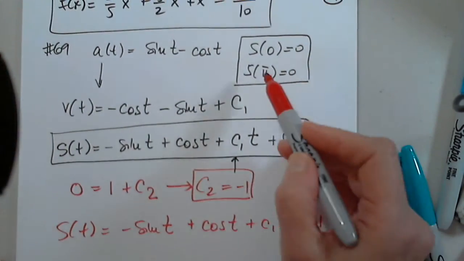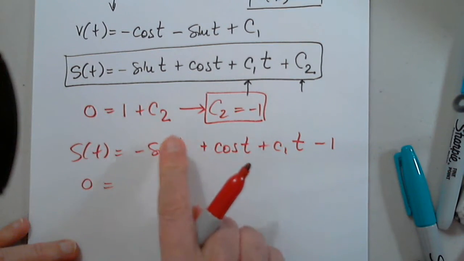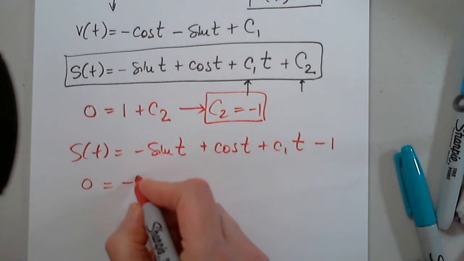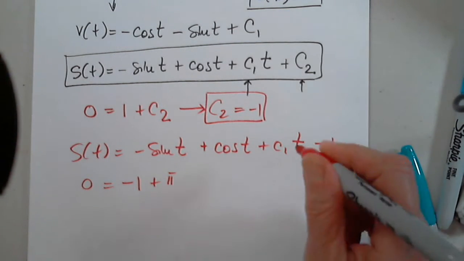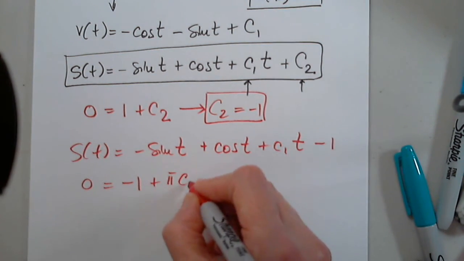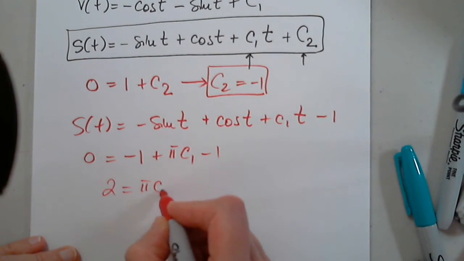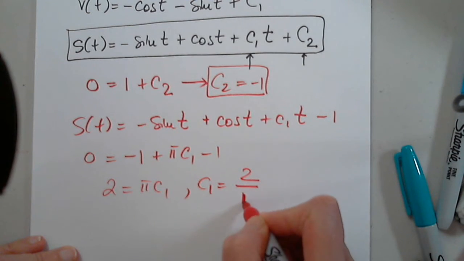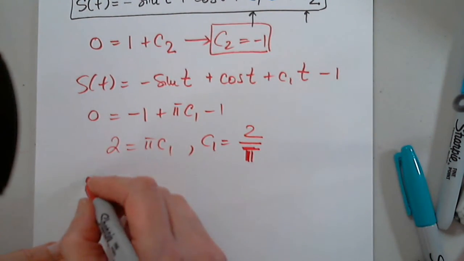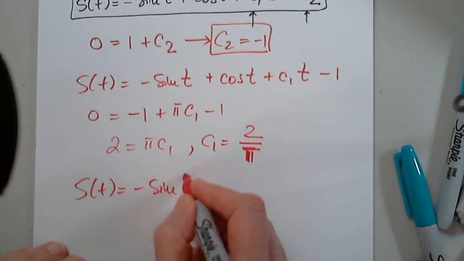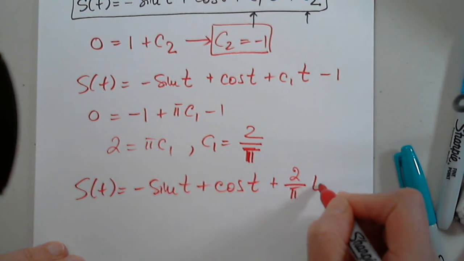Finally, I will be using that S of pi is 0. Okay, so 0 equals sine pi, we know is 0. Cosine pi, we know it's negative 1. C1 times pi, so plus pi C1. And minus 1. So I move these two to the other side. 2 equals pi C1. So C1 equals 2 over pi. Plug it in for C1, and this is it. That's the final form. Negative sine t plus cosine t plus 2 over pi t minus 1.